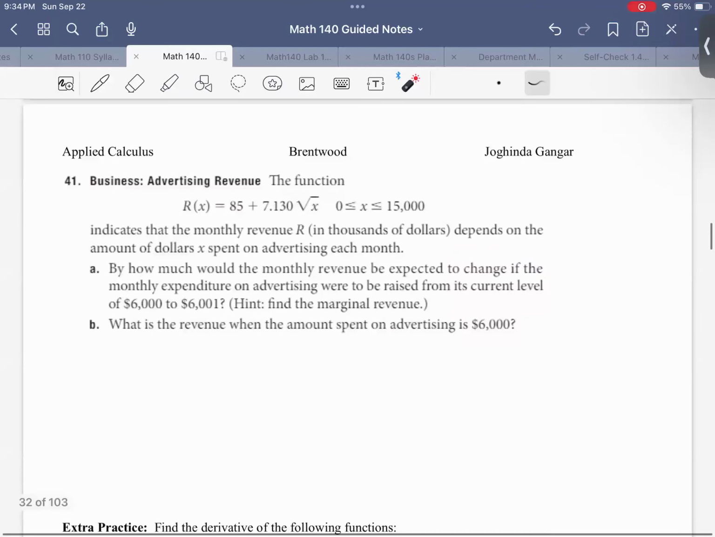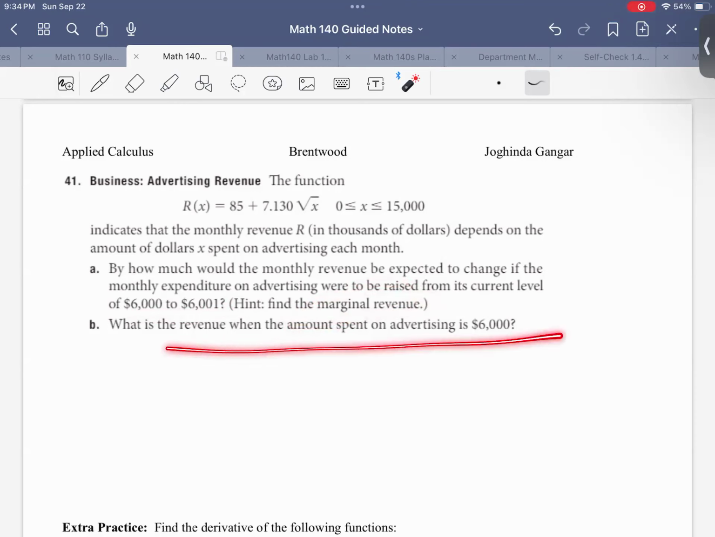All right, so this says the function R of x equals 85 plus 7.130 square root of x between 0 and 15 indicates that the monthly revenue R in $1,000 depends on the amount of dollars x spent on advertising each month. So how much will the monthly revenue be expected to change if the monthly expenditure on advertising were to be raised from its current level of 6,000 to 6,001? Find the marginal revenue. And what is the revenue when the amount spent on advertising is $6,000? Okay, so how do we go about that?